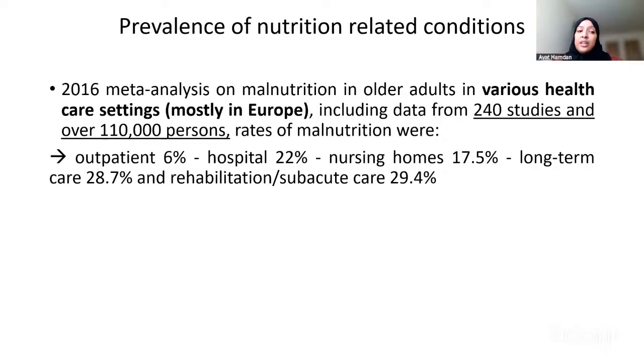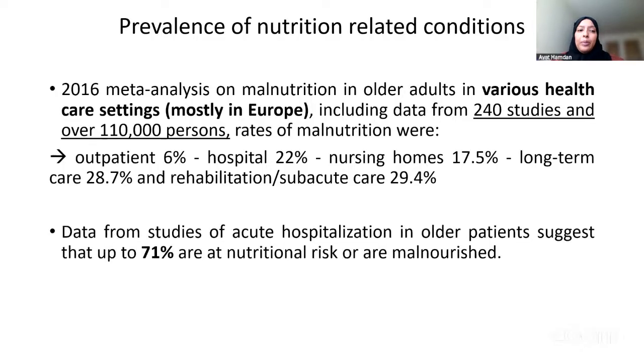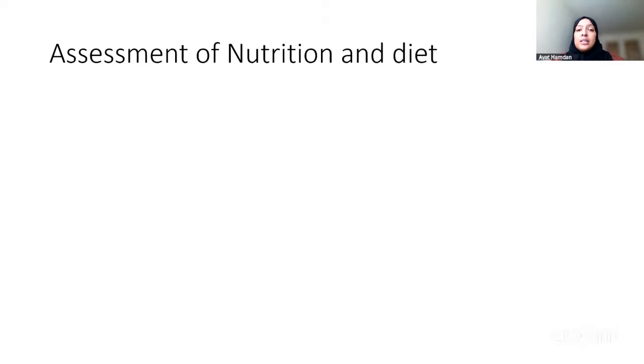That is so significant, especially in the long-term and rehabilitation settings, because that means out of 100, we have around 30 patients having some sort of malnourishment. Another data from studies of acute hospitalization showed that in older patients, up to 71% are either at nutritional risk or already are malnourished. This is why we need, why the importance of assessment of nutrition and diet.